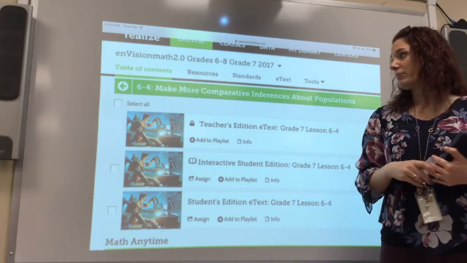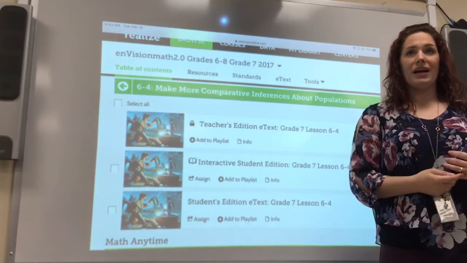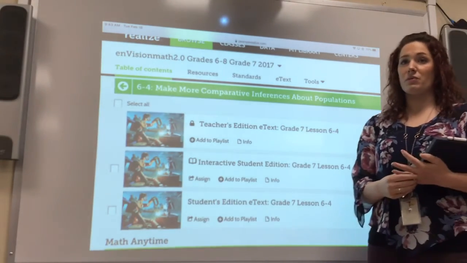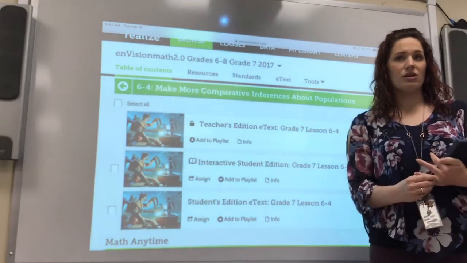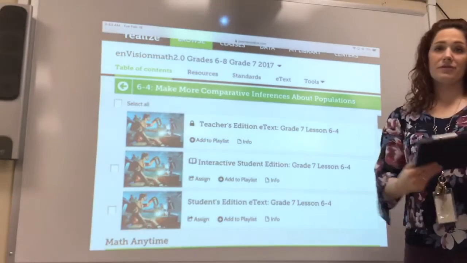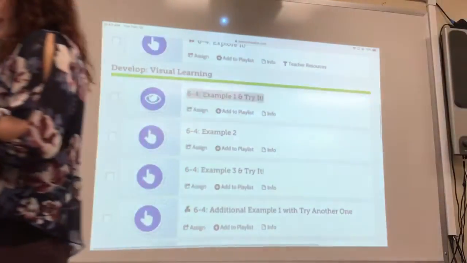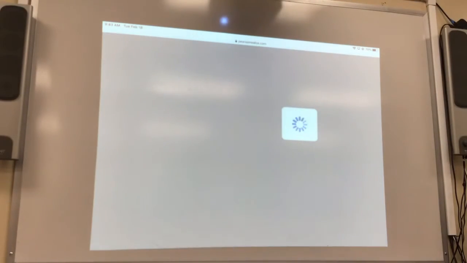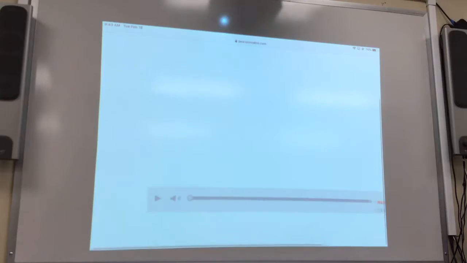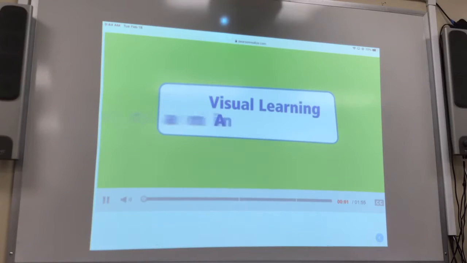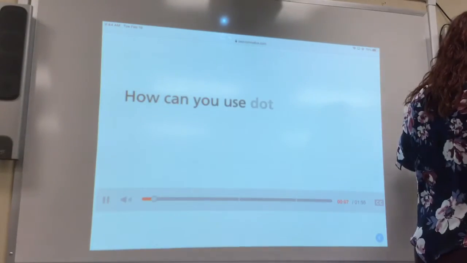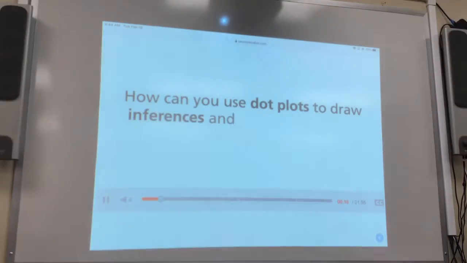So today, we're going to be looking at dot plots, like Claire remembered, and you don't make the same comparative inferences with dot plots as you do with box plots. It looks a little bit different. So, that's what we're doing today. Let's begin. How can you use dot plots to draw inferences and compare data sets? Think about this question during the lesson.